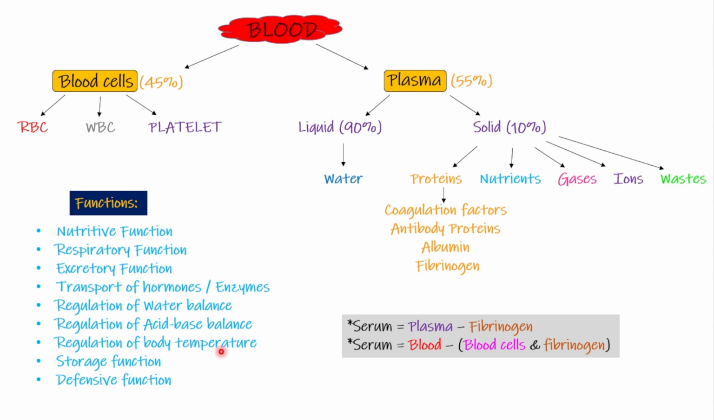Then regulation of body temperature. If the body temperature rises from normal, then the blood supply of the skin will be increased to remove an extra amount of heat from the body. So regulation of body temperature is also a function of blood. Then the blood has a storage function. A lot of proteins are stored in the blood, and as nutrients travel from one part to another, they are also stored in the blood. Then the blood has defensive functions, as WBCs, the main defensive cells of our body, are a part of blood.